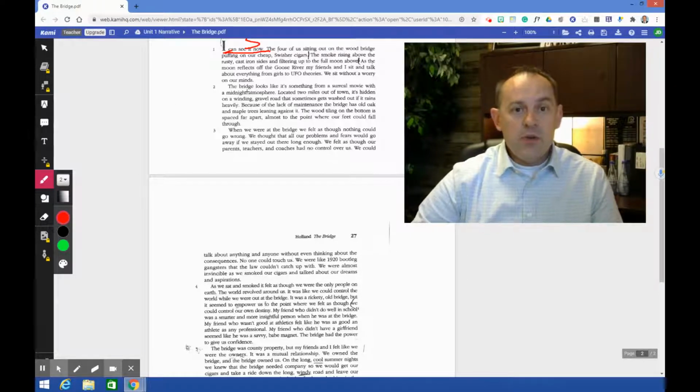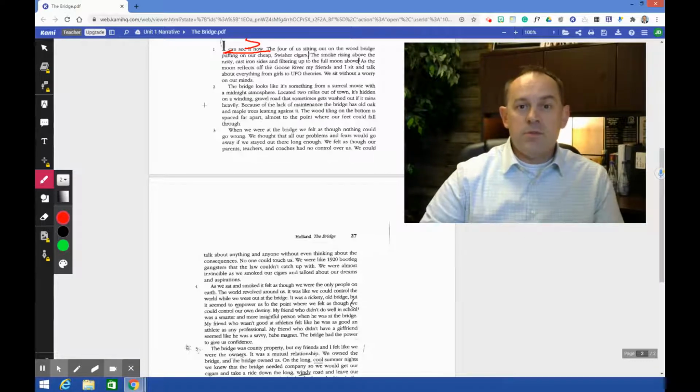So in paragraph 2, it says the bridge looks like it's something from a surreal movie with a midnight atmosphere. Located 2 miles out of town, it's hidden on a winding gravel road that sometimes gets washed out if it rains heavily. So I'm just going to label that the main idea here is just the bridge itself. So it's a description of the bridge.